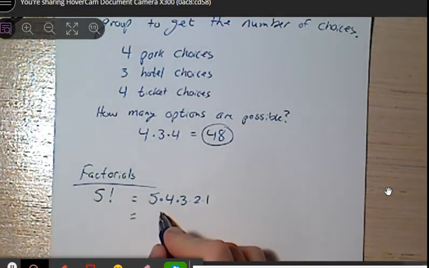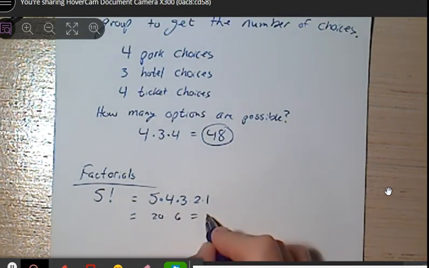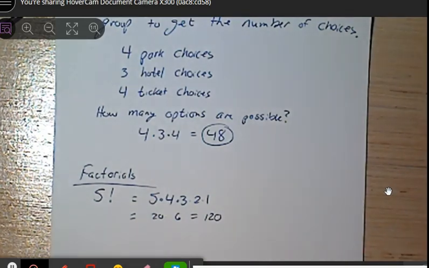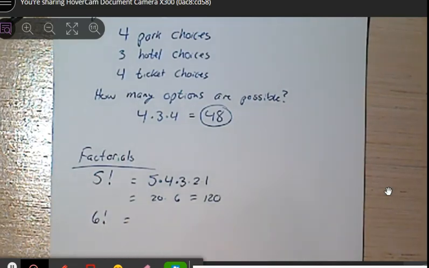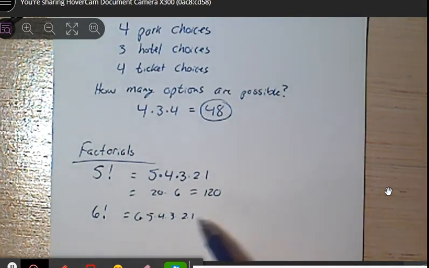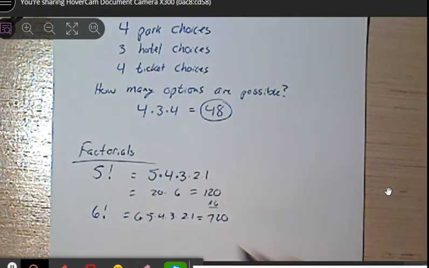So 5 times 4 is 20. 20 times 3 times 2 is 20 times 6 times 1. So altogether, 5 factorial would be 120. If you had 6 factorial, it would be 6, 5, 4, 3, 2, 1 multiplying together. But if you ever happen to do factorials back to back, if you already know that 5 factorial is 120, then you can just multiply that one by 6 and that would then be 720.